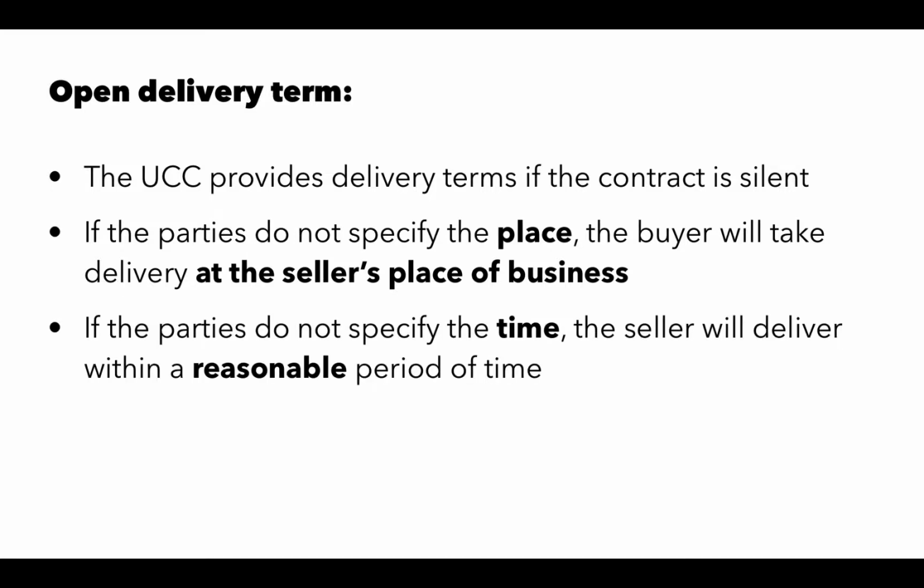Now, if the parties do not specify the time, the seller must deliver within a reasonable period of time. And again, we determine reasonableness oftentimes by looking at things like what has been the performance in the past between these two parties, what is common in the industry or the trade. So reasonableness is a very gray area term, but it's one of those things that courts know when they see it.